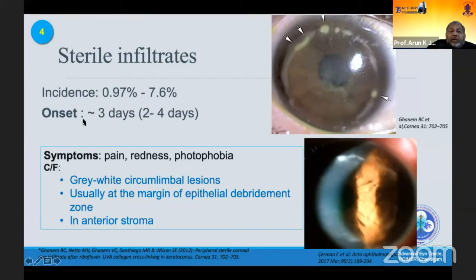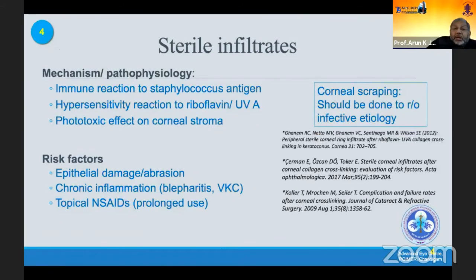You can have it present. The symptoms are pain, redness, and photophobia, and they usually appear at the margin of the epithelial debridement. And the mechanism is sometimes said to be an immune reaction to staphylococcal antigen, or a hypersensitivity reaction to the riboflavin, or a phototoxic effect on the corneal stroma.